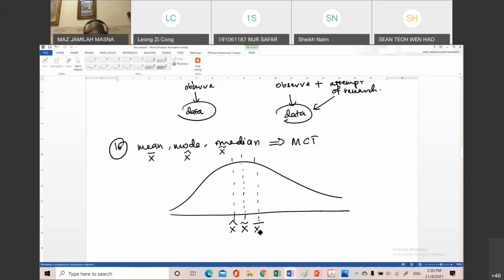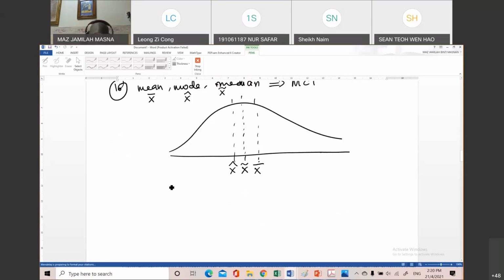Now, the question is, which of these measures can be more than one value? Can be more than one value. Which one, class? More than one value. Which one? Is it mean? Is it mode? Is it median? Guess. Can we have two means for one sample, for one data set? Can we have more than one mean, class?